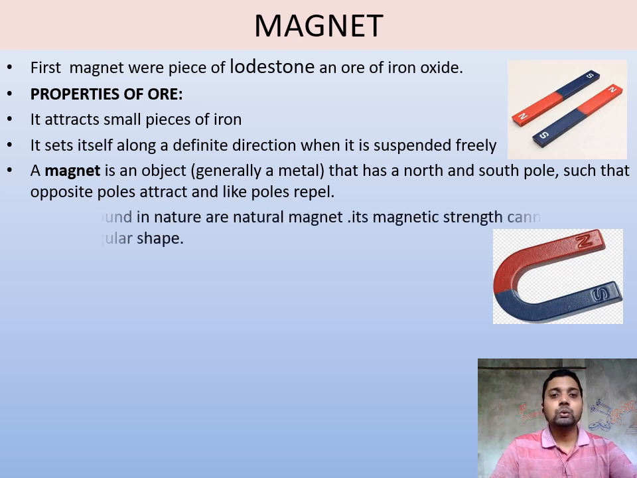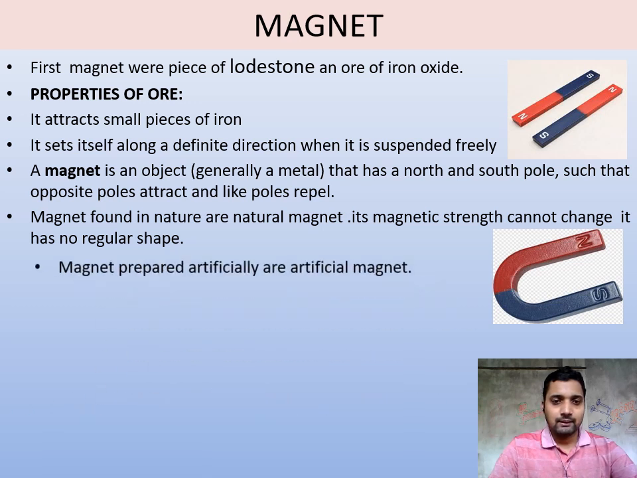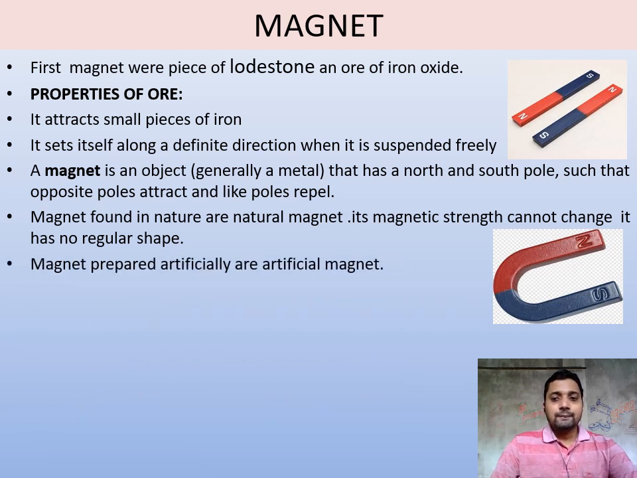So we get two types of magnet. One is found in nature, the natural magnet, having no regular shape and very little strength, and its magnetic strength cannot be changed. We cannot increase or decrease this strength. But in the case of an artificial magnet, which is prepared artificially, it has a regular shape and more magnetic strength.